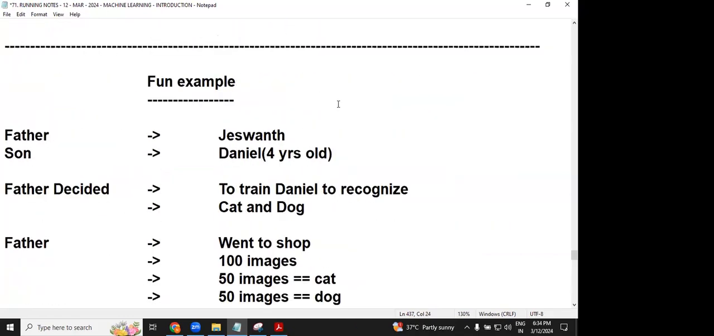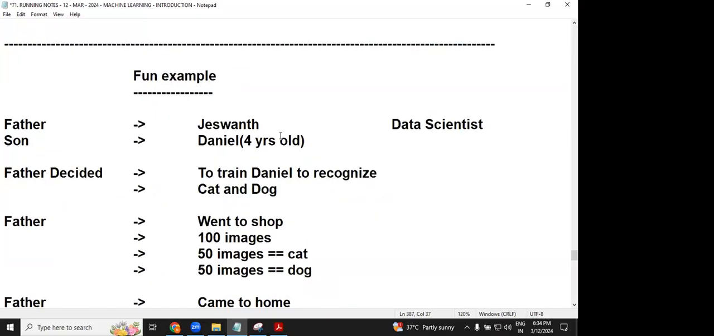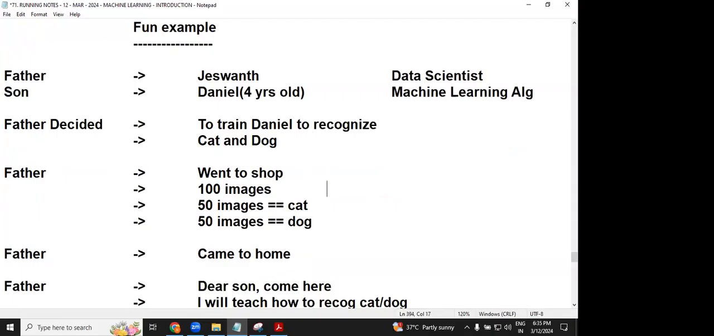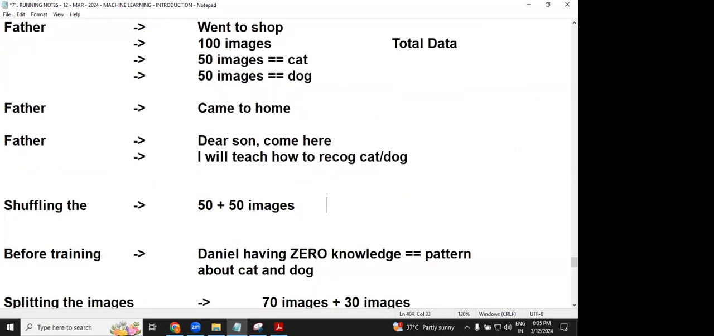Keep in mind what you need to understand here. Here father is called a data scientist. We are all data scientists. Now here son is called a machine learning algorithm. We are depending upon the algorithm to give training to do the prediction. Now my father has taken 100 images, right? This is the total data. Now the total data we need to split. Split: 70% data and 30% data.